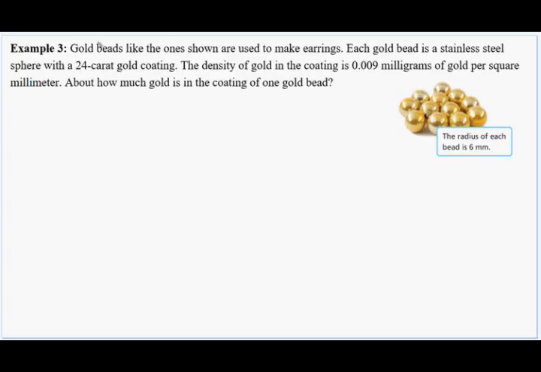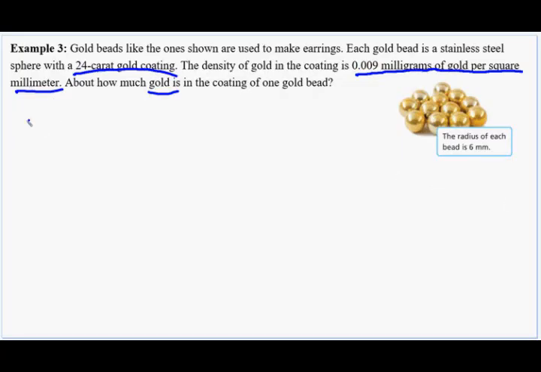Example 3. We've got gold beads like shown in the picture. They're used to make earrings. Each bead is a stainless steel sphere with a 24-karat gold coat. The density of the gold in the coating is 0.009 milligrams of gold per square millimeter. How much gold is in the coating of one bead?